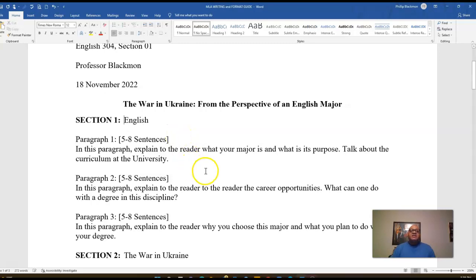I can just delete what's in red, my instructions, and just leave my major here. Format this into paragraph form for me. Make sure that it's double spaced, no extra space between paragraphs, and just write section 1.